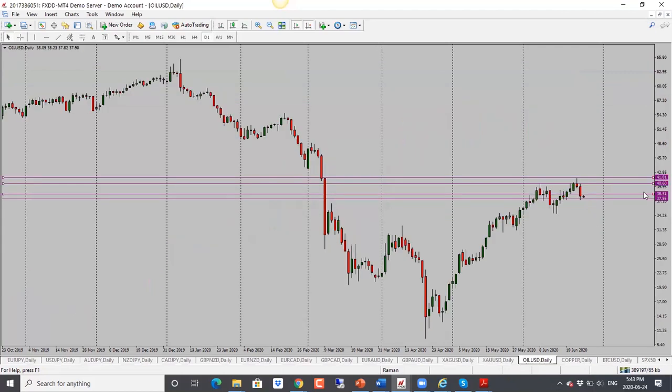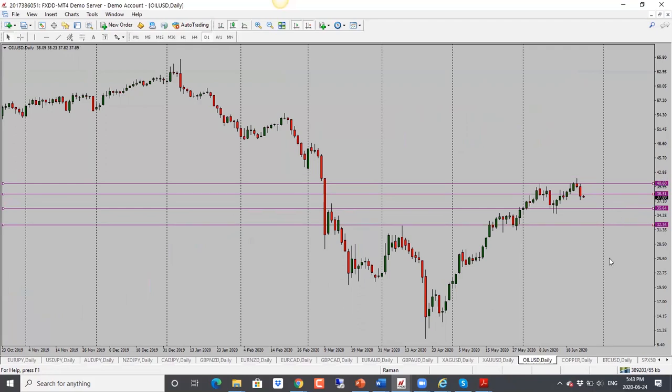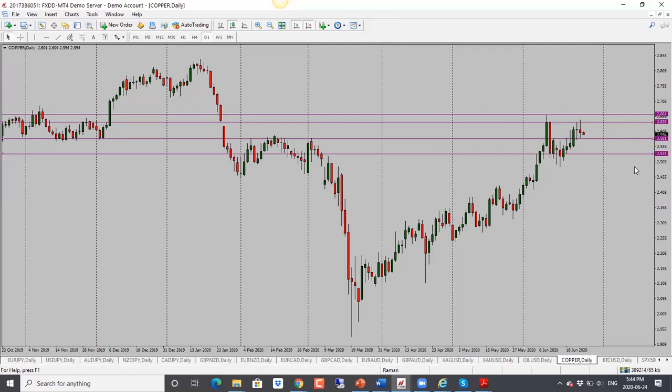Oil here, big down day for oil, and it's still looking bearish now. Next target here is 35.65, and then below that we're looking at 34.60. So bearish bias here for oil. Copper here, copper is looking bearish as well. Next target here is 2.58, and then below that we have 2.55. So bearish bias for copper as well.